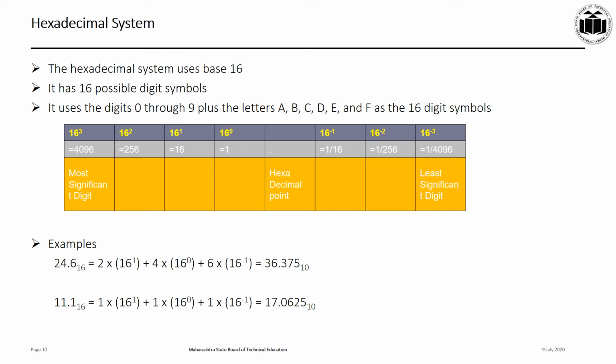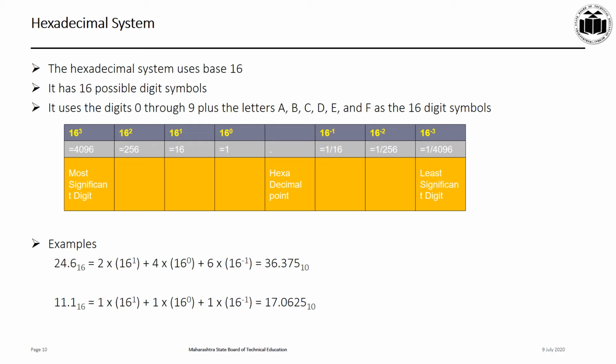Hexadecimal number system. The hexadecimal system has base 16 or the radix as 16. It has 16 possible digit symbols. These are the digits 0 to 9 and the letters A to F. So in all, there will be 16 digit symbols. The table here shows the positional weights for a hexadecimal number to the left and right of the decimal point.